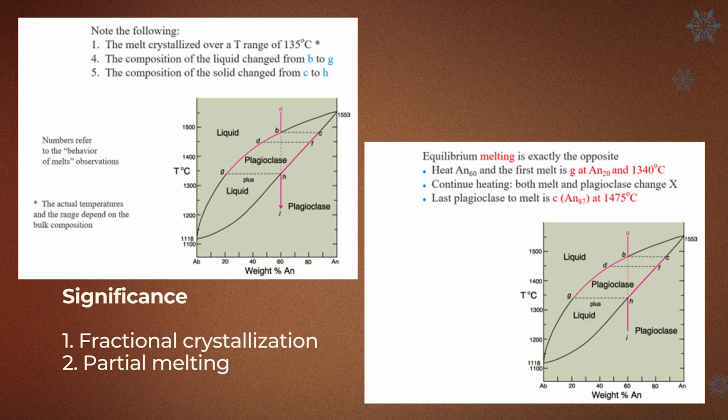Heat AN60 and the first melt is G at AN20 and at 1340 degrees centigrade. Continue heating, both melt and plagioclase change composition. The last plagioclase to melt is C, that is AN87 at 1475 degrees centigrade. What is the significance? It explains the fractional crystallization and partial melting processes.